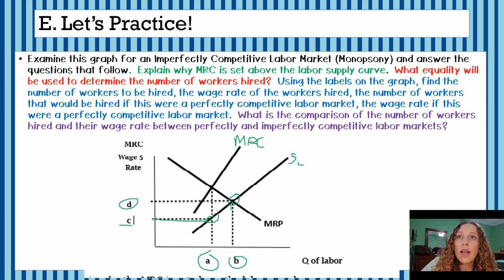Okay, so the last part of this, what is the comparison of the number of workers hired and their wage rate between perfectly and imperfectly competitive labor markets? Well, in a perfectly competitive labor market, overall, we would have a higher wage. D is higher than C, and we would hire more workers because B is more than A. So again, as I was saying a slide or two ago, overall, the wage is lower and the number of workers that are hired is lower in a monopsony, or an imperfectly competitive labor market, rather than a perfectly competitive one.